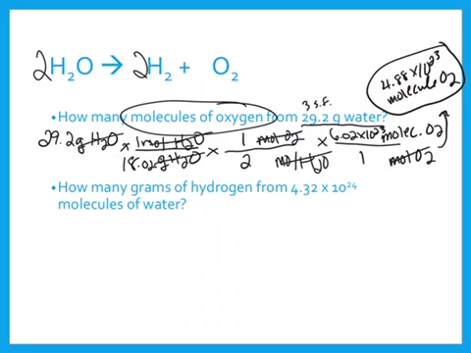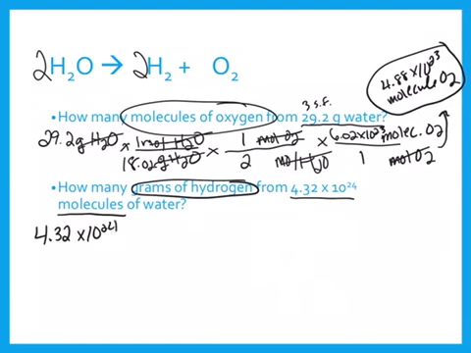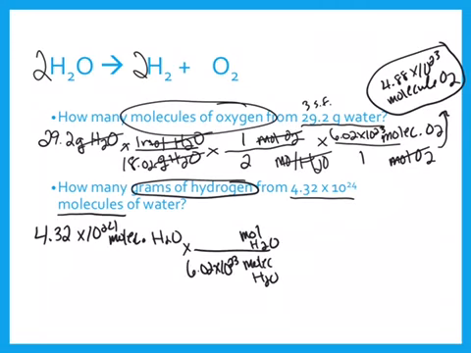All right. How many grams of hydrogen do you get from 4.32 times 10 to the 24 molecules of water? Process is always going to be the same. You're going to write down what you're given, 4.32 times 10 to the 24 molecules, put a C so we know it's molecules, water. Cancel that unit and go to moles of the same substance. 6.02 times 10 to the 23rd goes with molecules, 1 mole. Cancel mole.